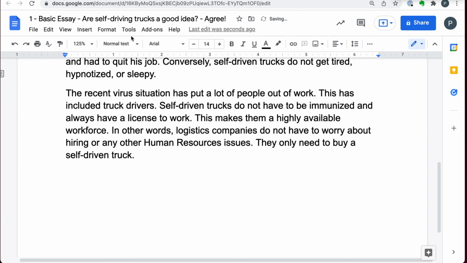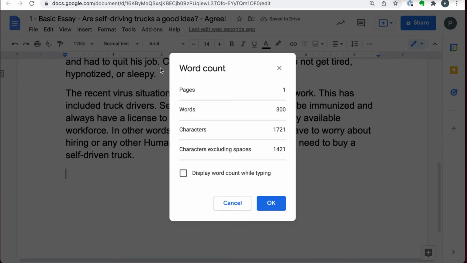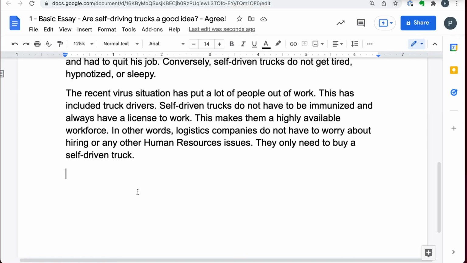There we go. How many words do we have already? You see, we already have exactly 300 words. So what I'm going to do is write a conclusion, because you are expected to write a conclusion. Some professors will not require that you write a conclusion at all, but most of the time you will be expected to write one. Therefore, let me show you how to write a conclusion.